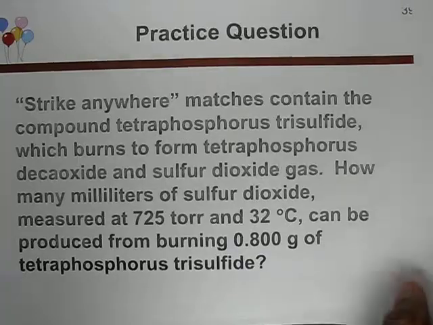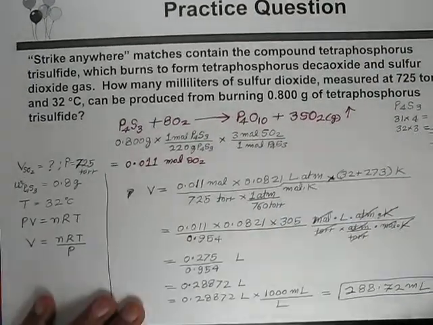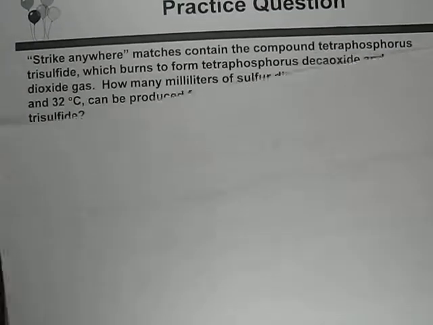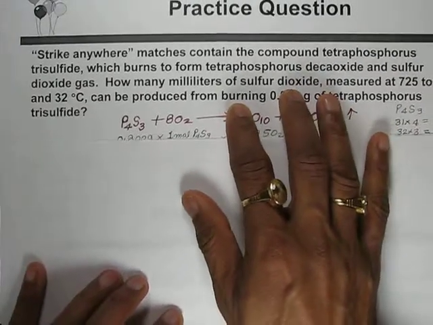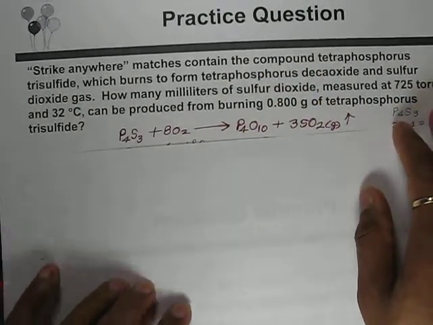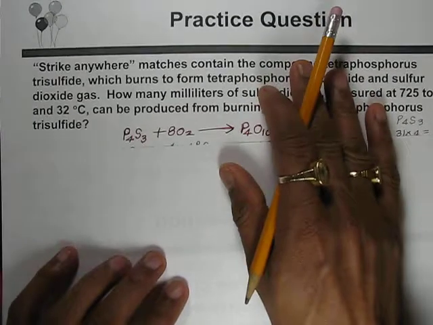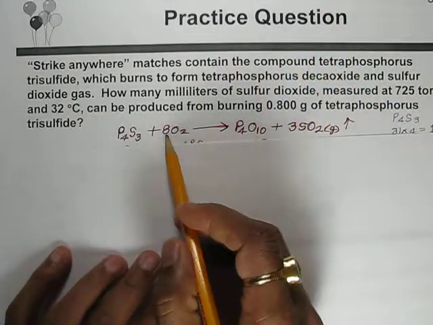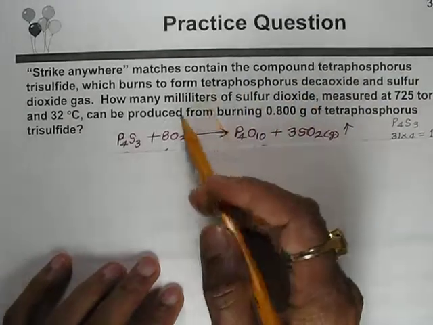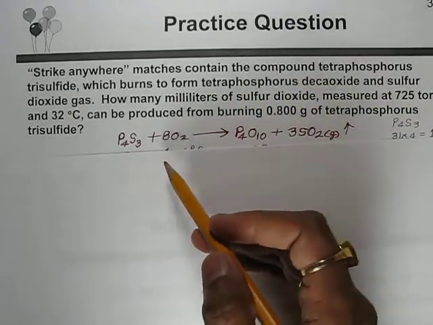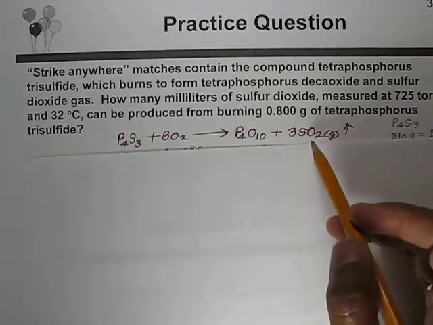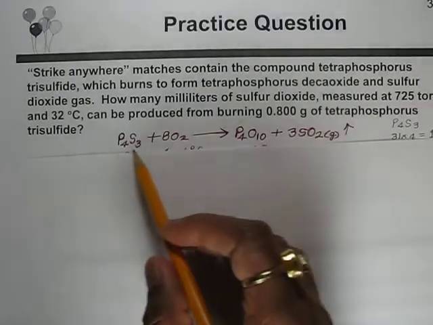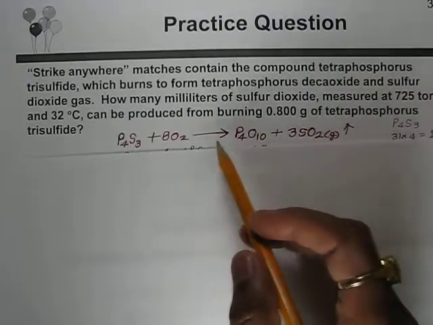So how will we solve this question? You can see this question is a little tricky, it's not easy. First you have to draw the chemical reaction occurring between tetraphosphorus trisulfide and oxygen gas, since it is burning. It forms tetraphosphorus decaoxide and sulfur dioxide gas. So first we have to write this chemical equation and then balance it.